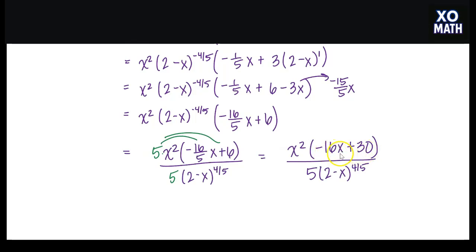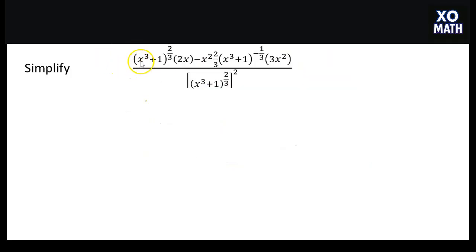And now I can even see that between these two factors here, I can take out a 2 or even a negative 2. So that would leave me with negative 2x squared times the quantity 8x minus 15 all over 5 times the quantity 2 minus x to the 4/5.